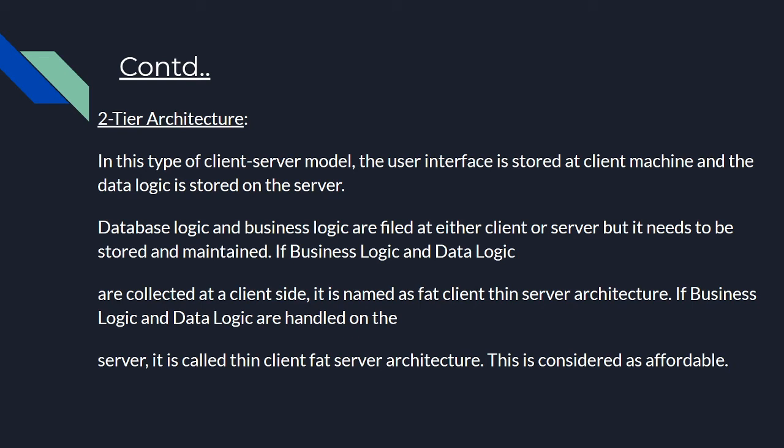If the business logic and data logic are placed at the client side, then it is called a fat client and thin server architecture. Also, it is vice versa. That is, if the business logic and data logic are handled on the server side, then it is called a thin client and fat server architecture. This is considered affordable.